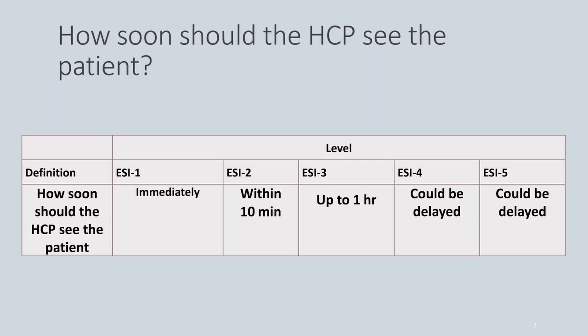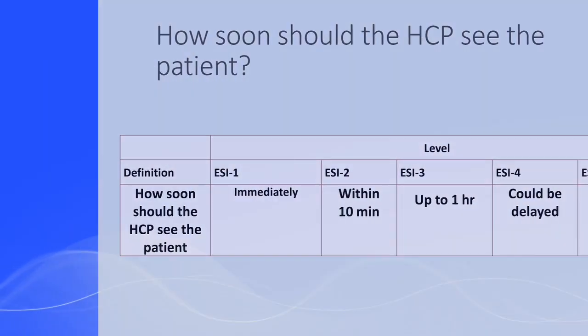How soon should the healthcare provider see the patient? If that person needs to be seen immediately because we're doing CPR, that's an ESI 1. If they can wait 10 minutes, like we can triage them, bring them back, sit them in a bed, go find a provider, and they're going to be okay while we walk away from them for 10 minutes, they're an ESI 2. ESI 3s can wait up to an hour. ESI 4s and 5s, they can be delayed. They can wait 3, 4, 5, 6 hours in the waiting room if needed, and their condition is unlikely to change.